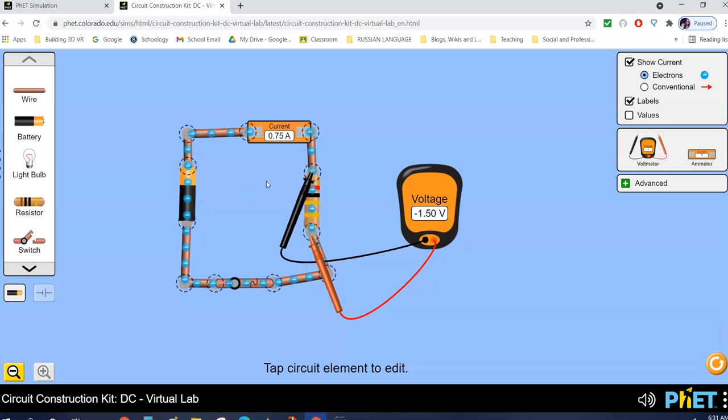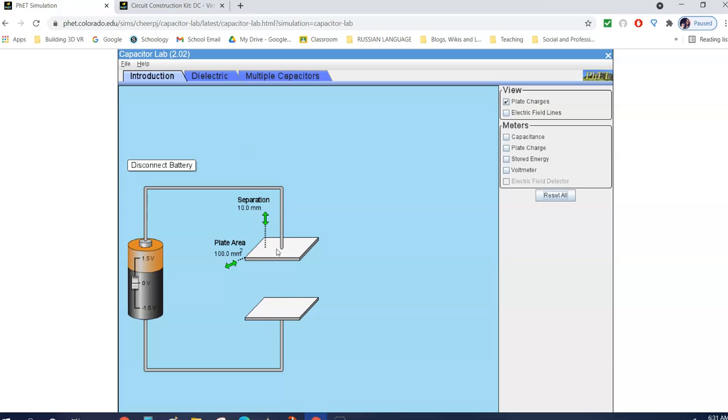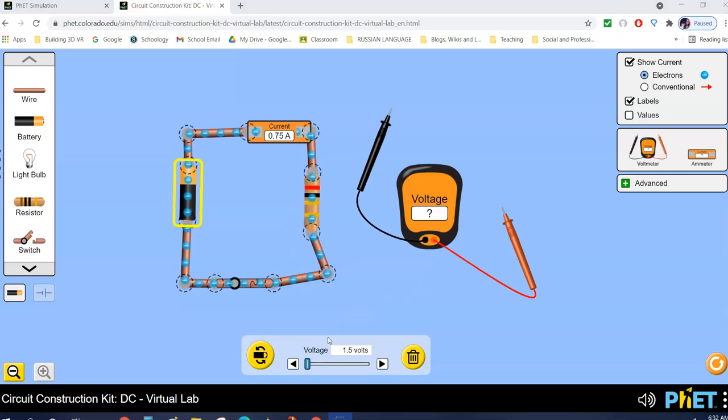So I'm going to keep it set to this because this will be more useful when we're looking at what's going on when we're charging up these parallel plates. So we'll just come back to the battery here. I've got a 1.5 volt battery connected. So that's our supply voltage, or we can think of it as a voltage gain in the circuit.